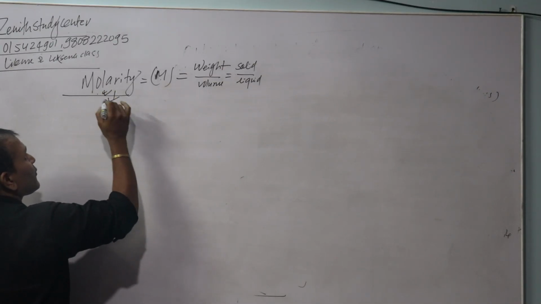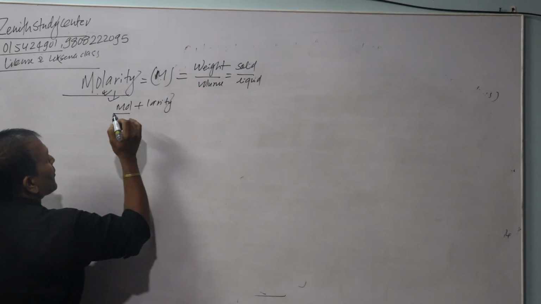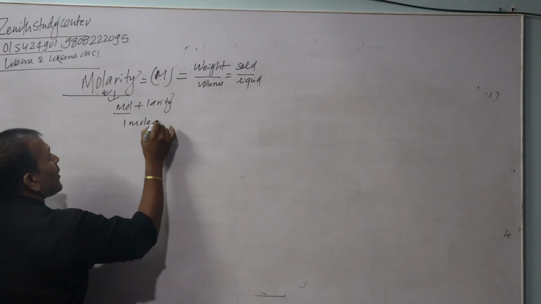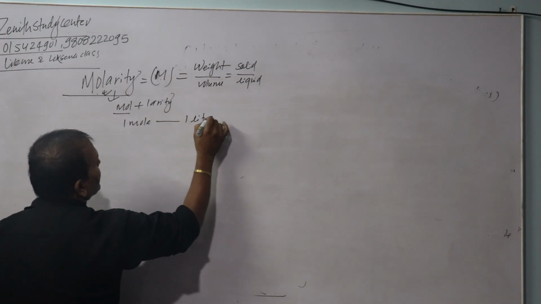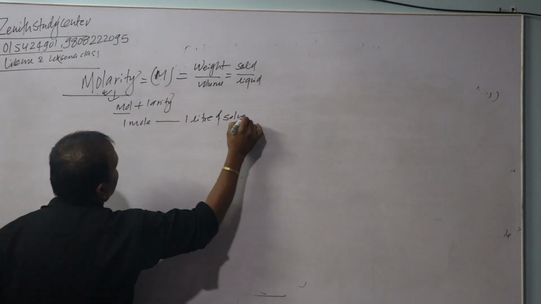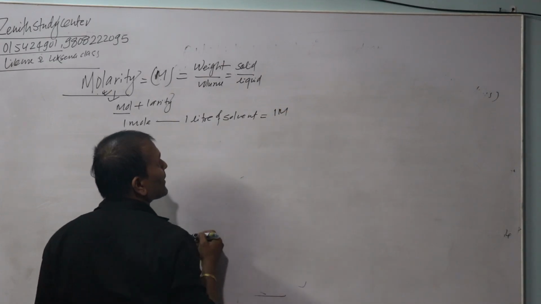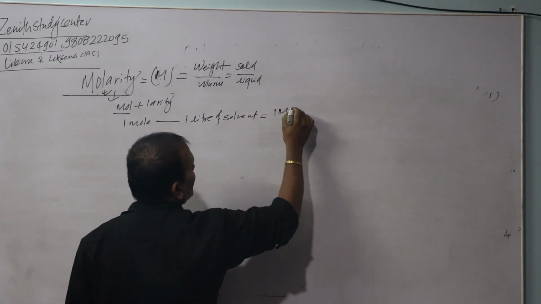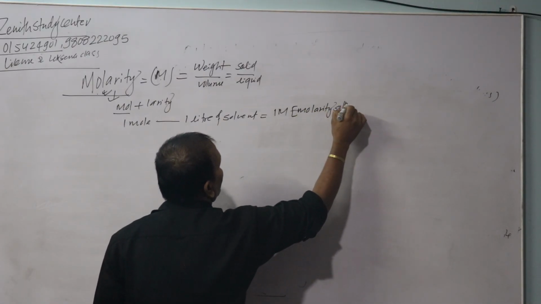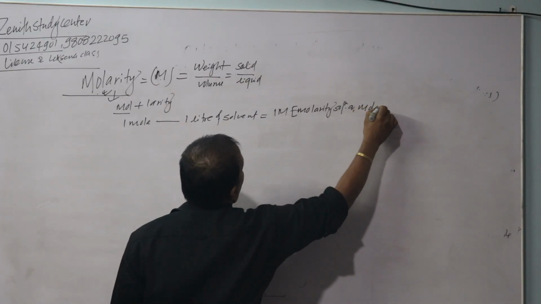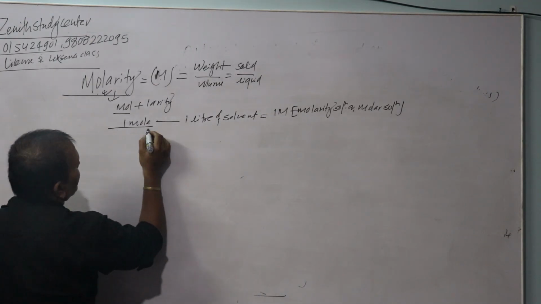First we have to factorize this word: mole plus larity. 1 mole of substance when dissolved in 1 liter of solvent always makes 1 molar. It means 1 molar is a molarity solution or molar solution. So what is the meaning of 1 mole?